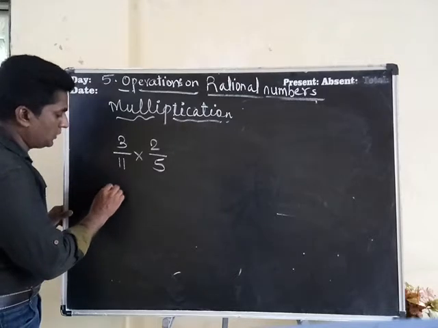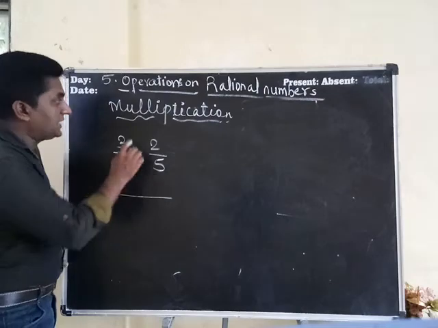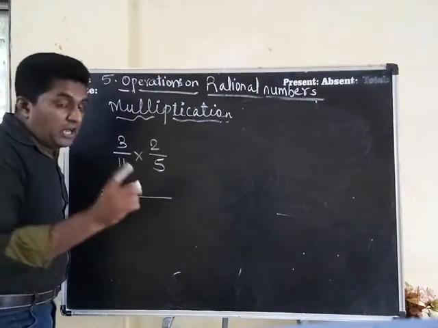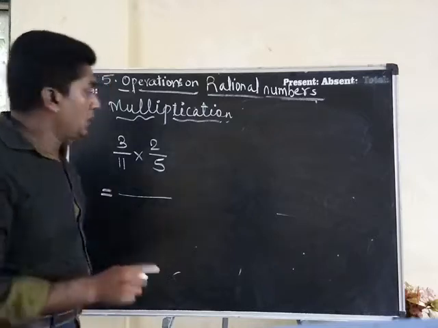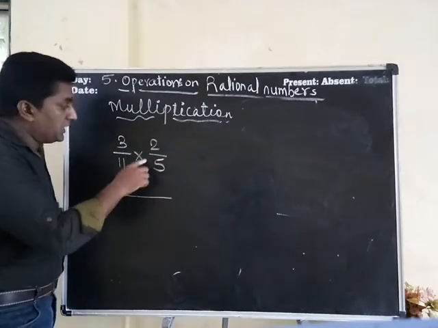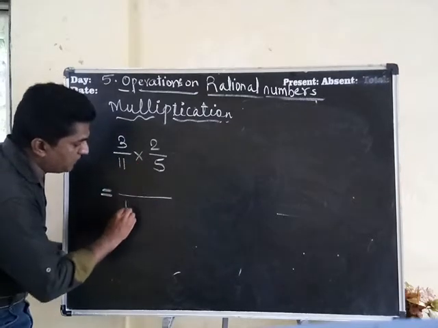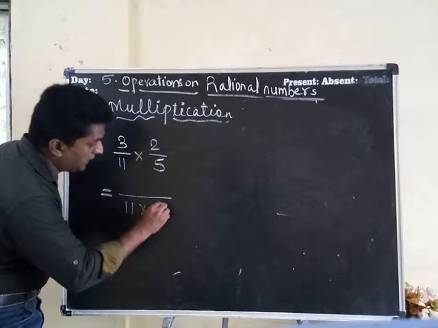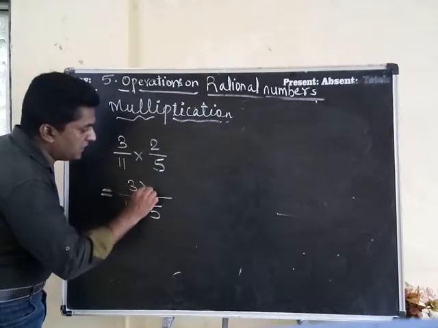Is equal to... so I was telling you that here we are doing multiplication. In multiplication, remember, don't do cross multiplication. Cross multiplication is done only in addition and subtraction. Here it is multiplication. So simply see 11 and 5, copy here 11 into 5. Both denominators copy here, and both numerators, 3 into 2.